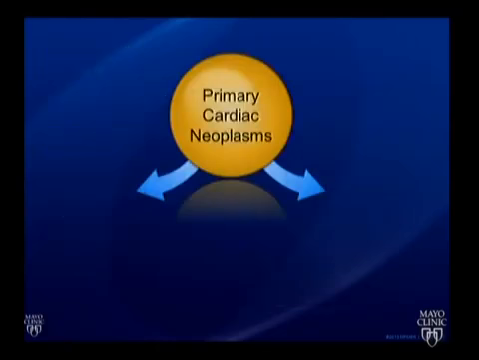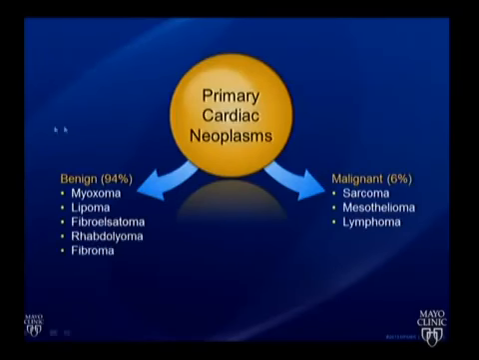Primary cardiac neoplasms that are benign are much more common. 94% of our primary cardiac neoplasms will be benign rather than malignant. So if you see a mass coming from the heart, more often than not it's going to be the benign type. And these are the most common.